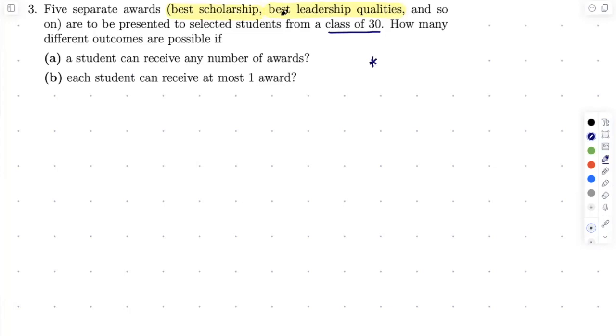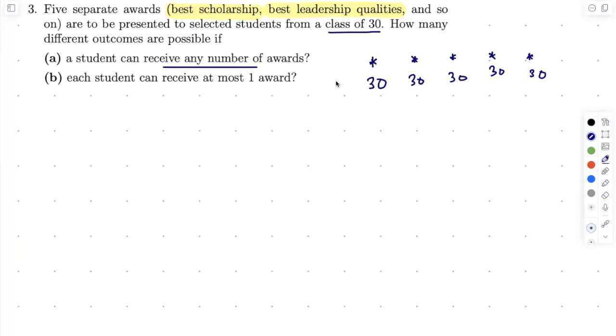There is a best scholarship award. So how many students are eligible for the same? There are 30 possibilities. 30 students are there for the scholarship award. How many people are there for the leadership award? Again, there are 30 because there is no restriction. Any student can take any number of prizes. For the third prize, again there will be 30 possibilities. For the fourth prize, there are 30 possibilities, and for the fifth prize, there are 30 possibilities because there is no restriction. Any student can take any number of them.